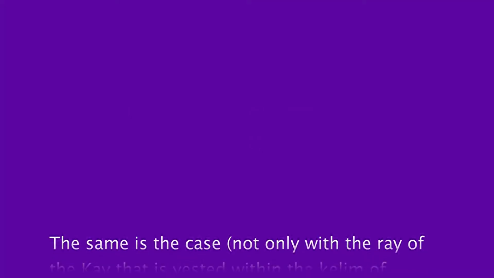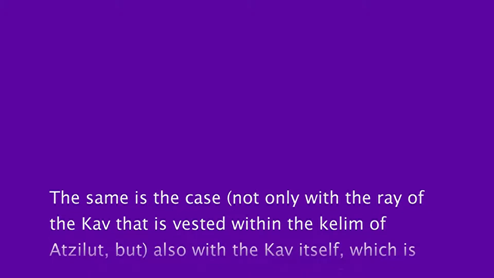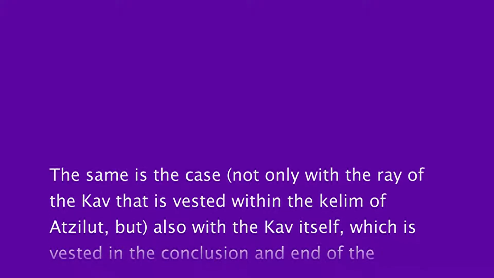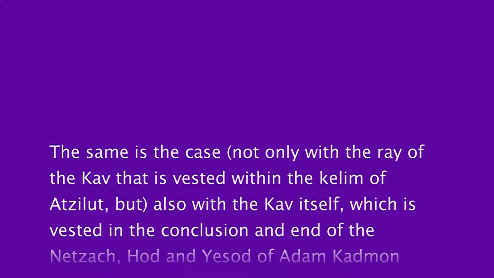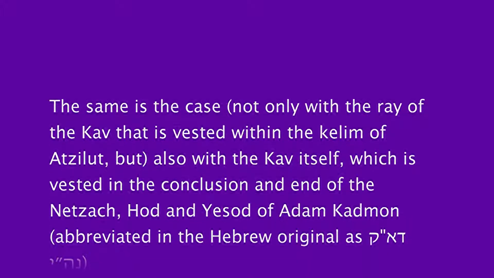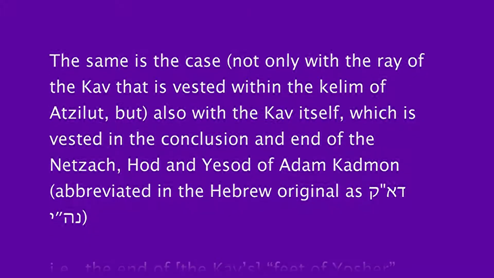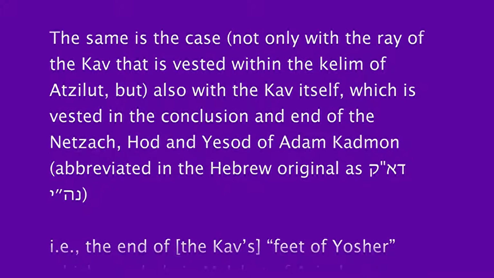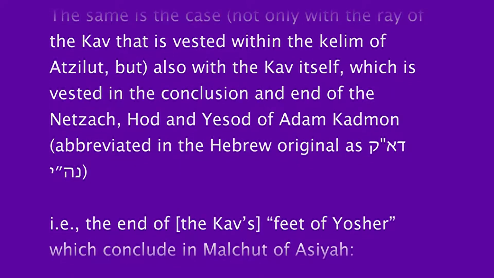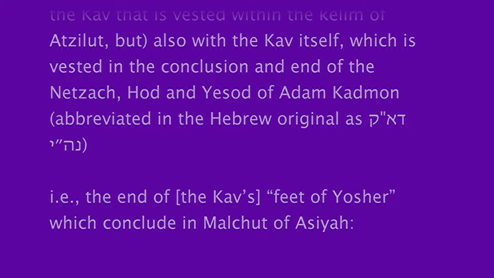The same is the case not only with the ray of the Kav that is vested within the kelim of Atzilut, but also with the Kav itself, which is vested in the conclusion and end of the Netzach, HaKodesh, and Yesod of Adam Kadmon, abbreviated in the Hebrew original as Nehi Da'ak, Netzach, HaKodesh, Yesod, the Adam Kadmon, i.e. the end of the Kav's feet of Yashar, which conclude in Malchut of Asiyah.